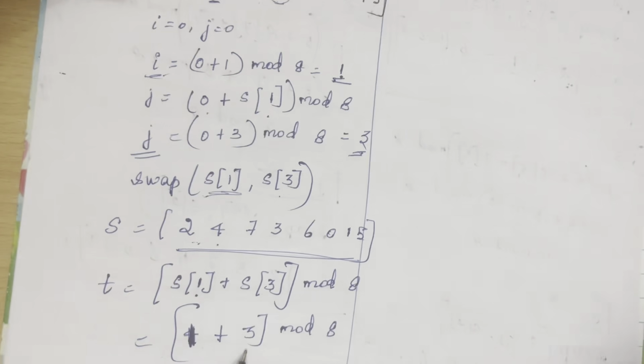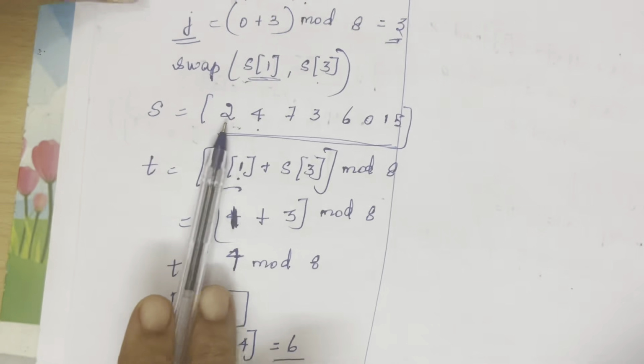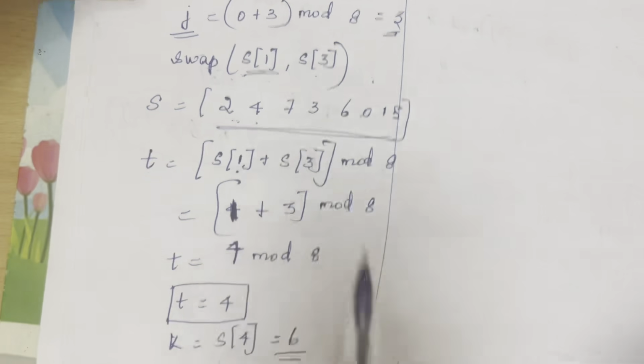Now k will be equal to s of t, that will be s of 4. What is s of 4 over here? 0, 1, 2, 3, 4. The answer is 6. So the key stream which is generated using the key scheduling algorithm and pseudo random generator algorithm is 6. We have found the key value to be 6 over here.